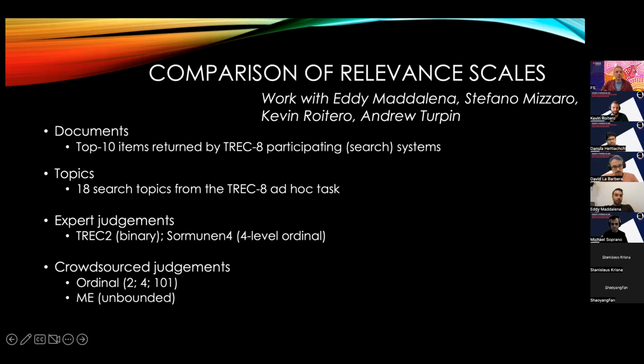So a group of us were interested in exploring magnitude estimation and relevance scales more broadly, and this is work and some results I'm going to report on that was done with people who are in the session today. This is collaboration with Eddie Maddalena, Stefano Mizzaro, Kevin Roitero, and Andrew Turpin, and this was a series of studies carried out over a number of years.